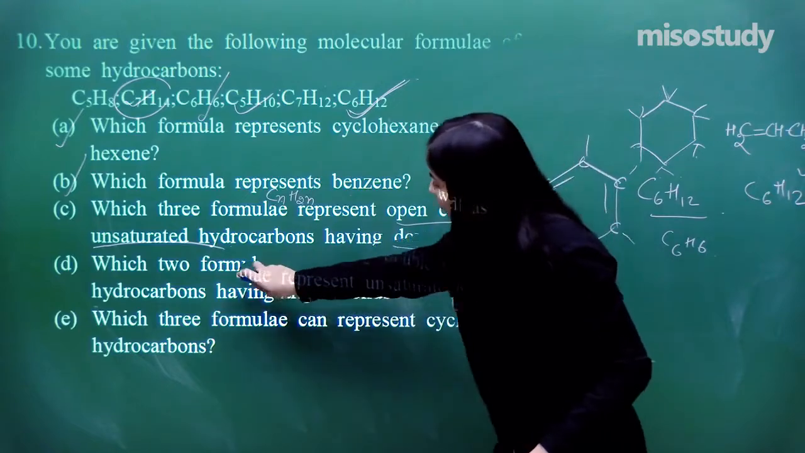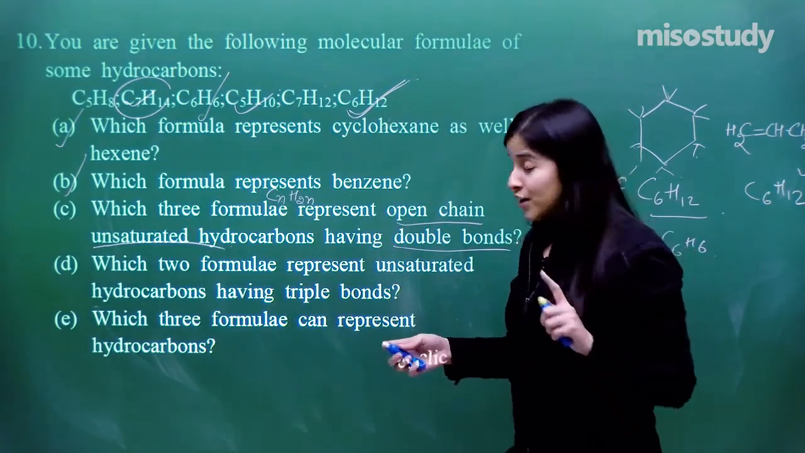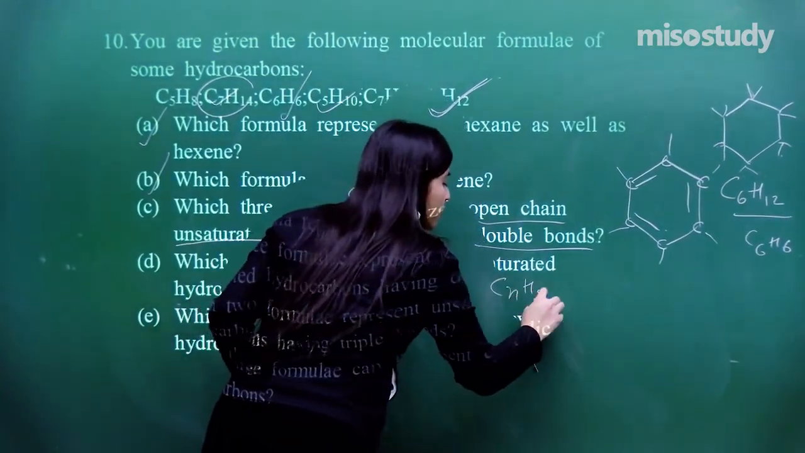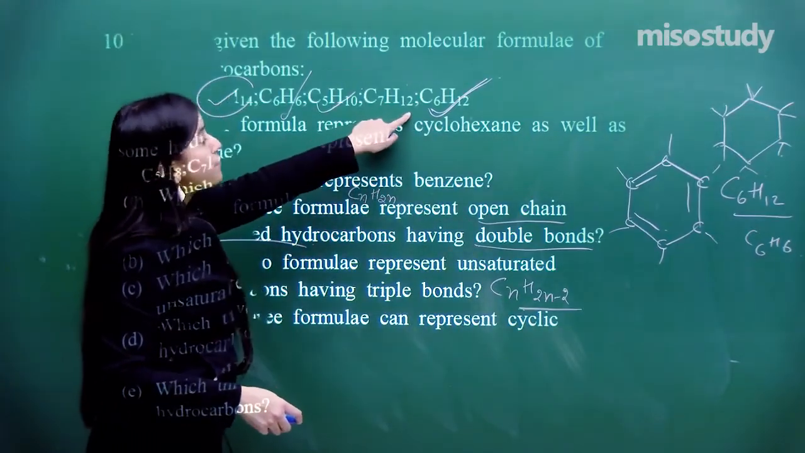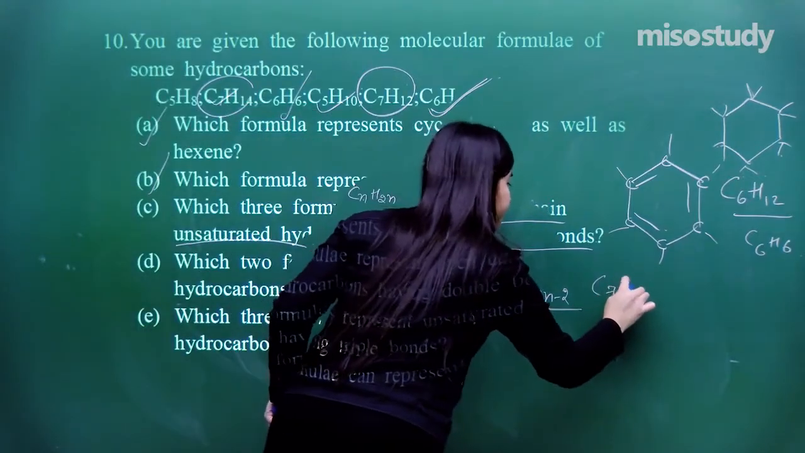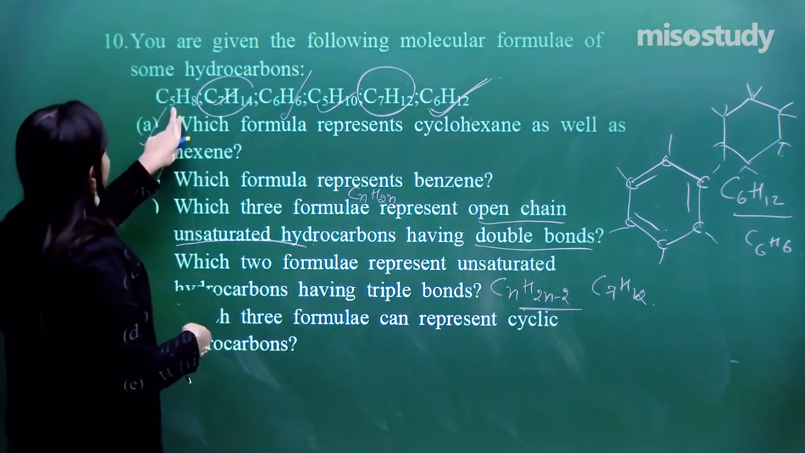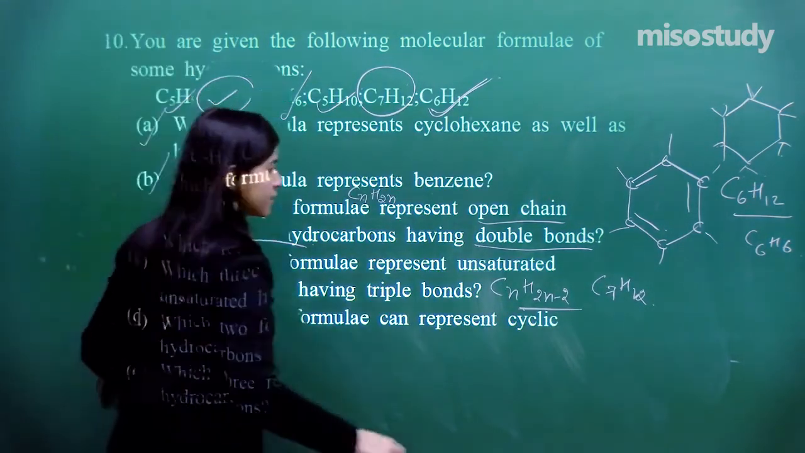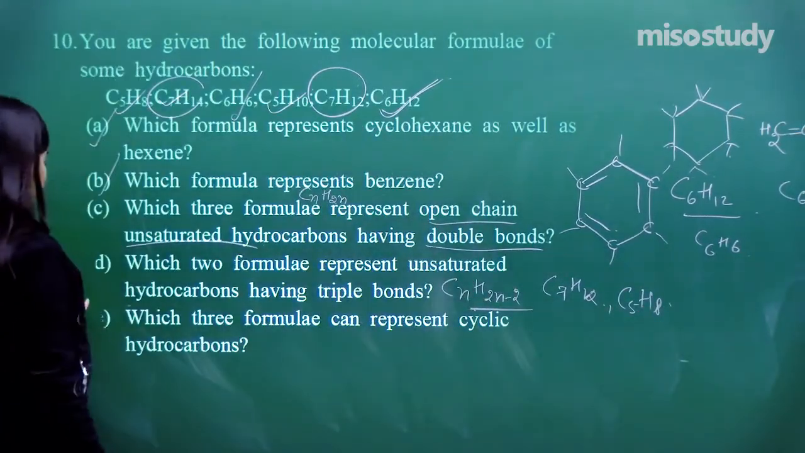Fine. Which two formulas represent unsaturated hydrocarbons having triple bonds? Now for a triple bond, I should need CnH2n minus 2. Yes. So see here, 7 2s are 14, minus 2 is 12. I got this one. Fine. Next one, 5 2s are 10, 10 minus 2, 8. C5H8. Okay. Yeah, the last one.